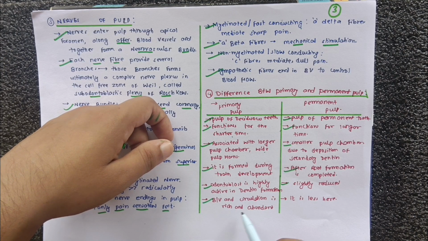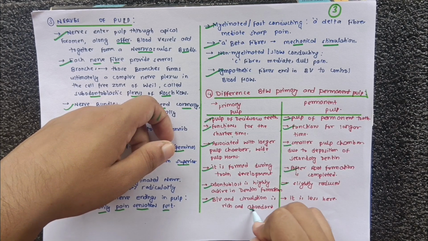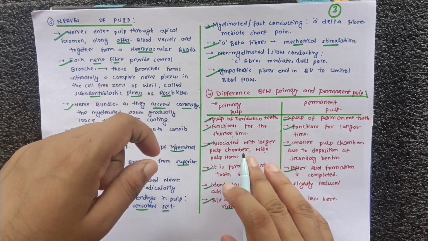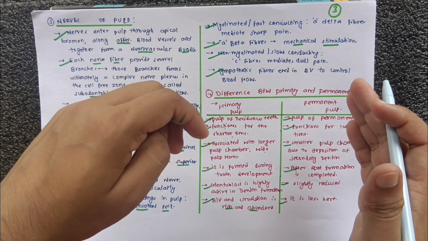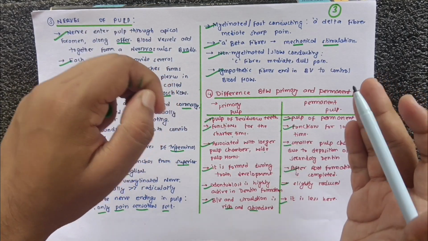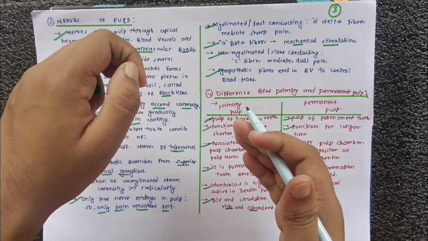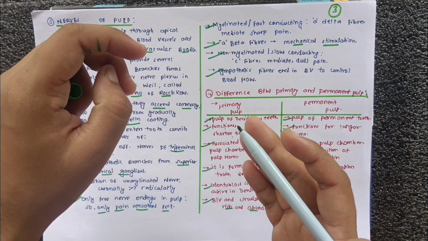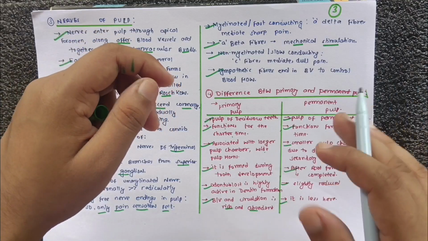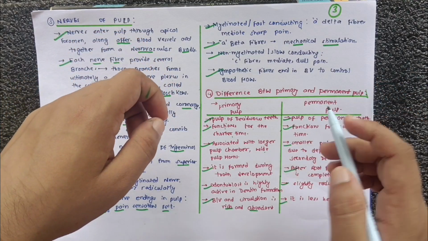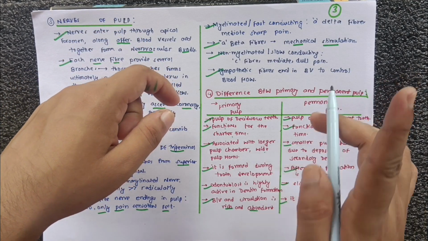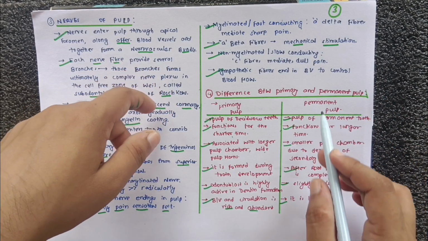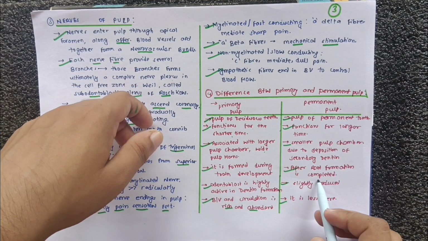Blood vessels and circulation are rich and abundant here, and after that it is less here. Some points: primary pulp is in deciduous teeth, and this is permanent teeth. Primary pulp has a shorter time, and is associated with a larger pulp chamber and larger horns. Permanent pulp has smaller pulp chambers, and it is formed after the root formation. You can remember it like secondary dentine: secondary dentine was formed after the root completion. Similarly, the pulp is also formed after the root formation is completed.